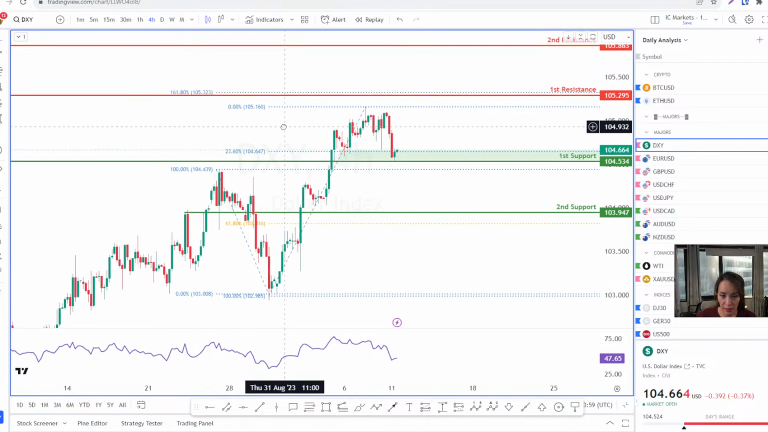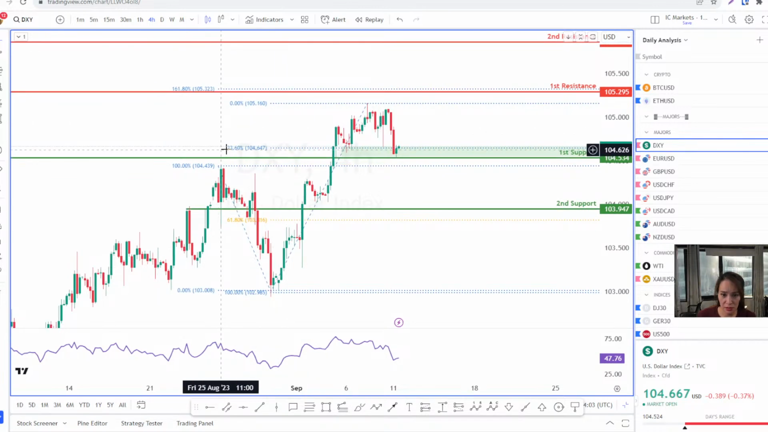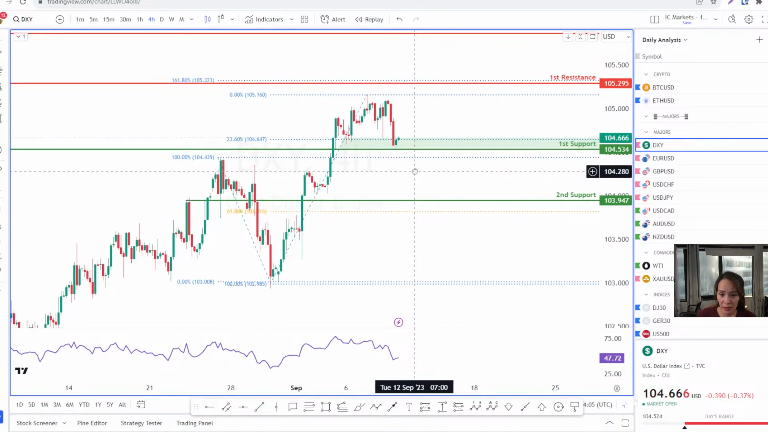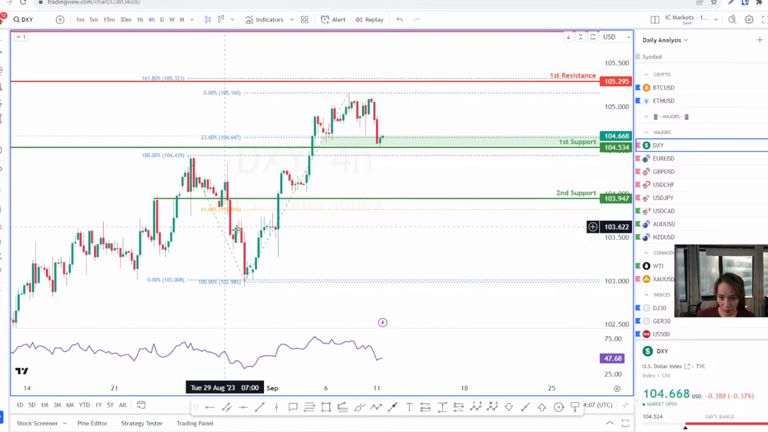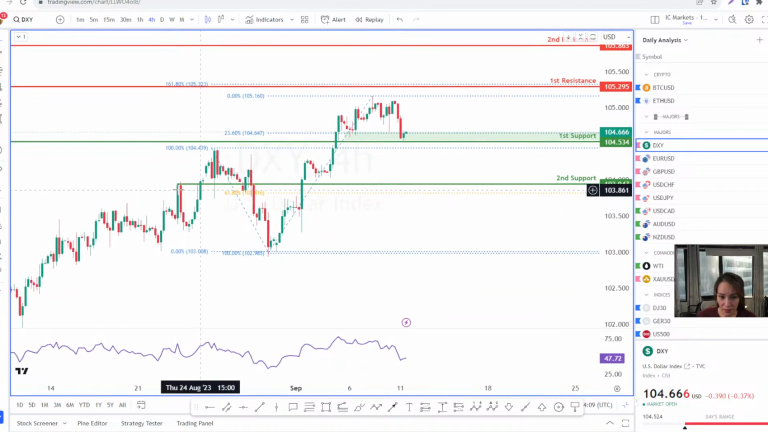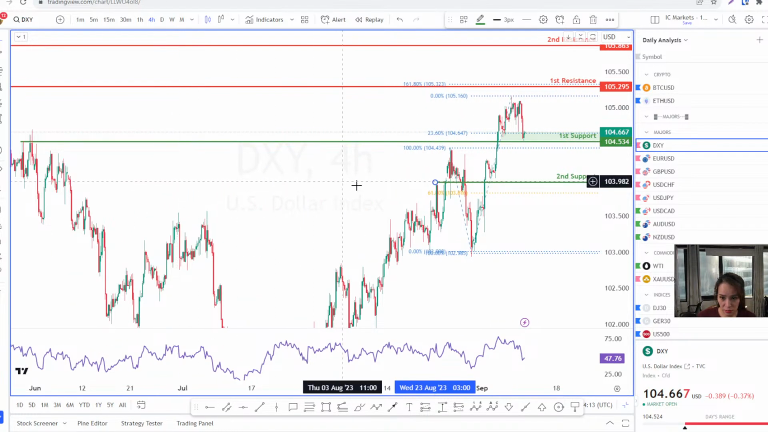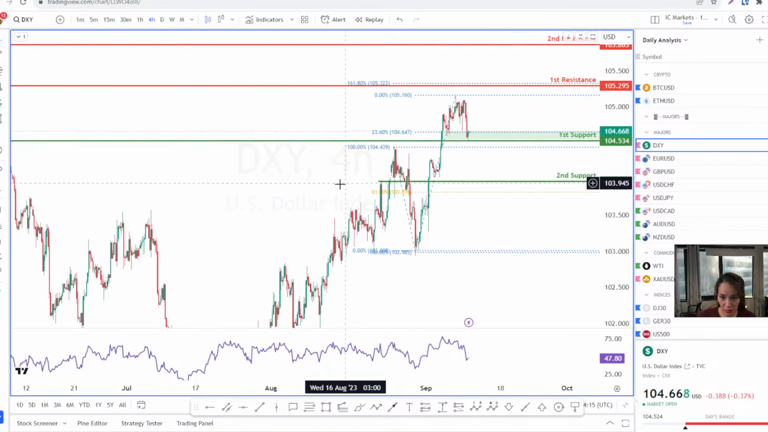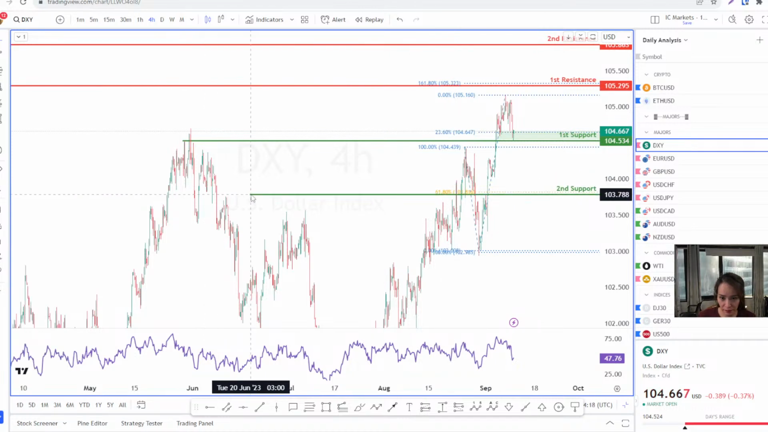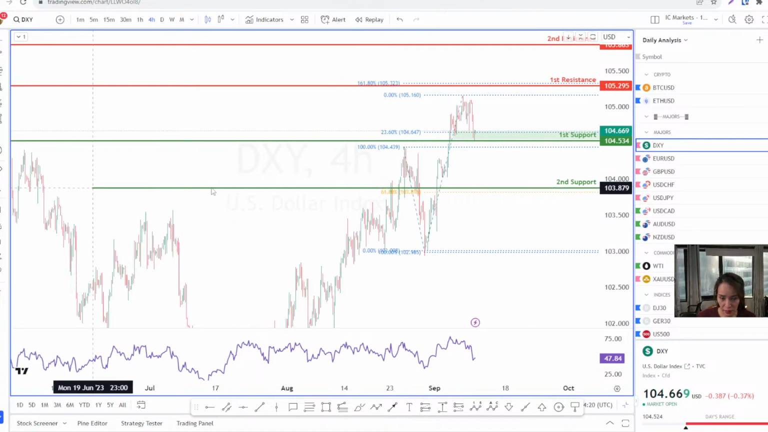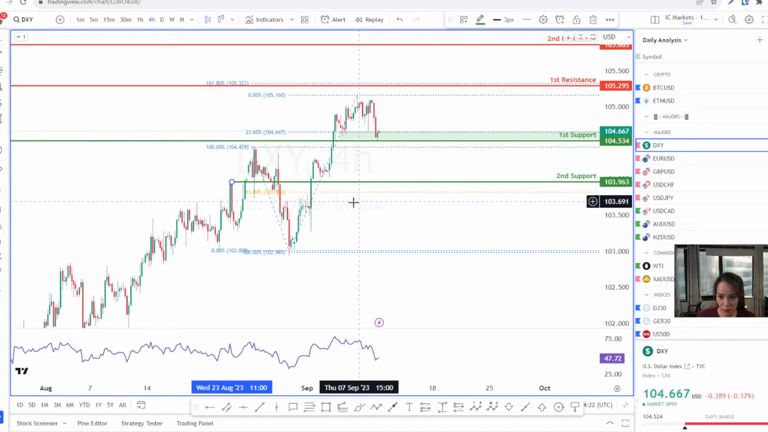This is the support level for this pair, and when you pull the Fibonacci, it's about 23.6%. And where is your second support? I think my second support is somewhere here, let me look all the way to the left. Okay, it's just here, somewhere just before the 61.8% retracement.